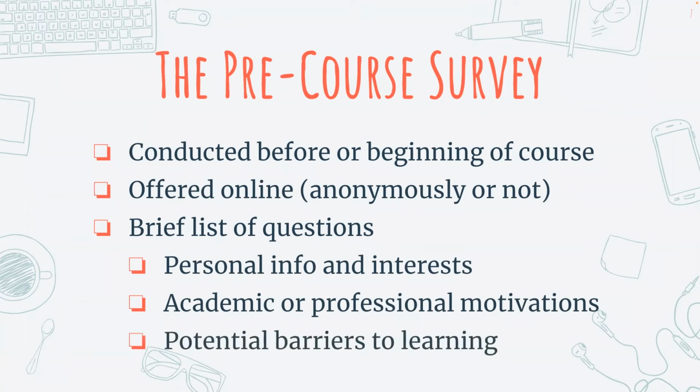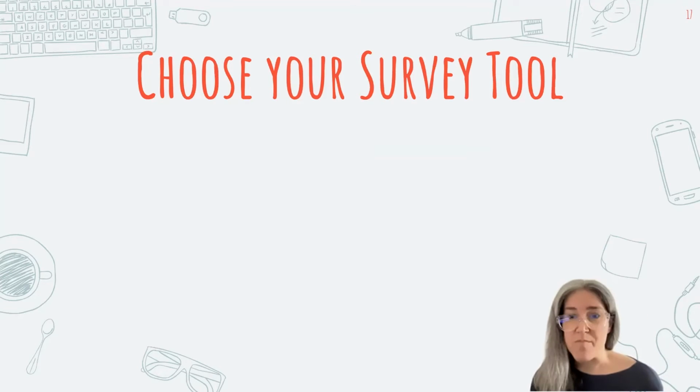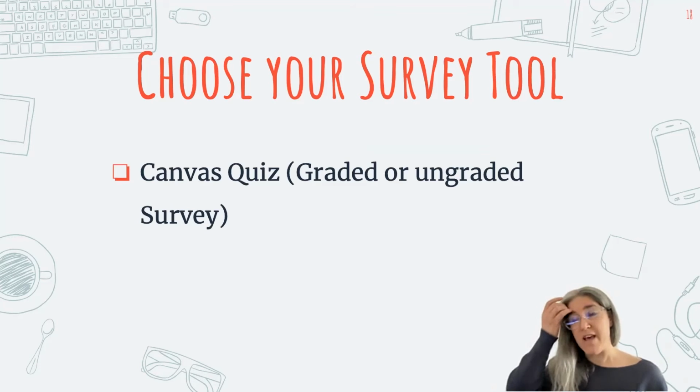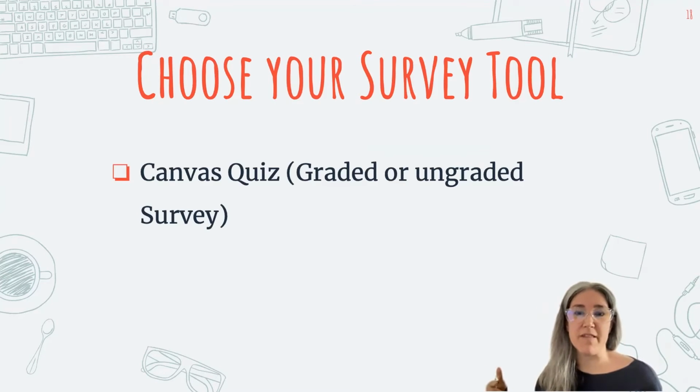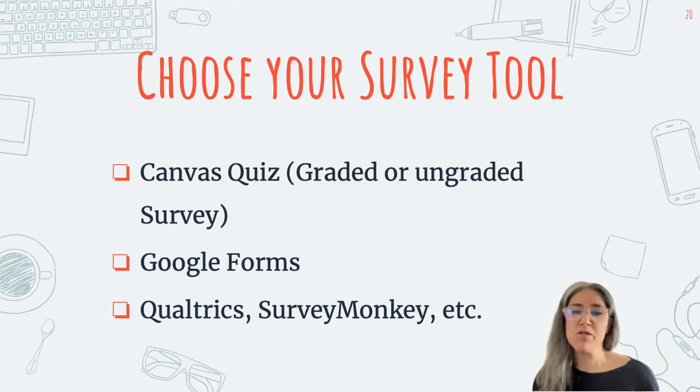So how can you do it? The first step is you're going to choose the survey tool. There are a few different options, and you can use the tool that you prefer. One option is to use the quiz tool in Canvas, which you can use by using the survey setting. But you can also bring external tools into Canvas, such as using Google Forms, or maybe you're accustomed to using other survey tools that are more sophisticated, like Qualtrics or SurveyMonkey. So your choice will depend on which tool you're most comfortable with using.